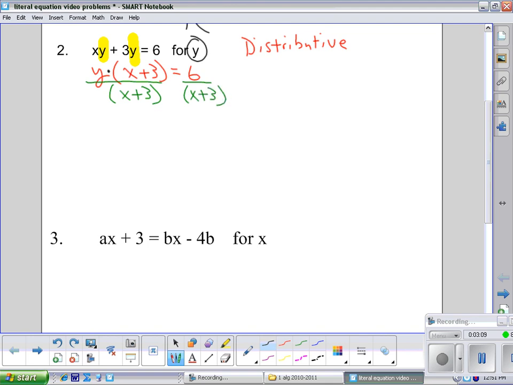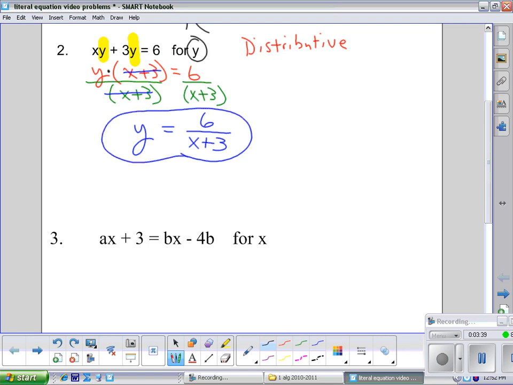You notice what happens if you come back to the left-hand side: the x doesn't cancel out with the x, and the 3 doesn't cancel out with the 3. What cancels out is the entire factor of x plus 3 with the entire factor of x plus 3. And what we're left with is y all by itself on the left-hand side, which is what we're trying to find. On the right-hand side, we have 6 in the numerator and just x plus 3 in the denominator. And we have now just solved for y in terms of x.